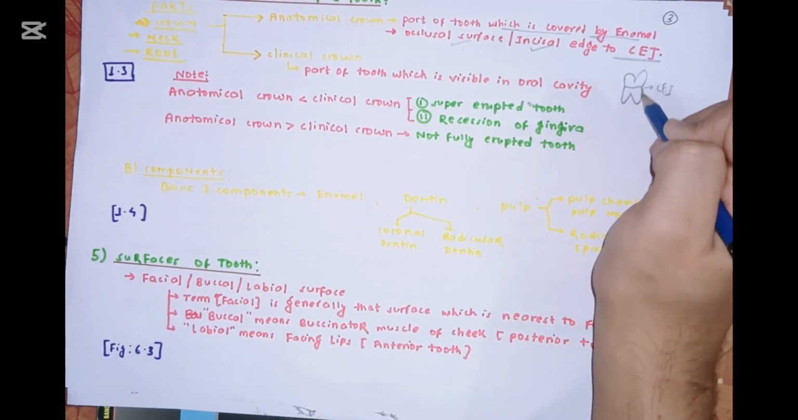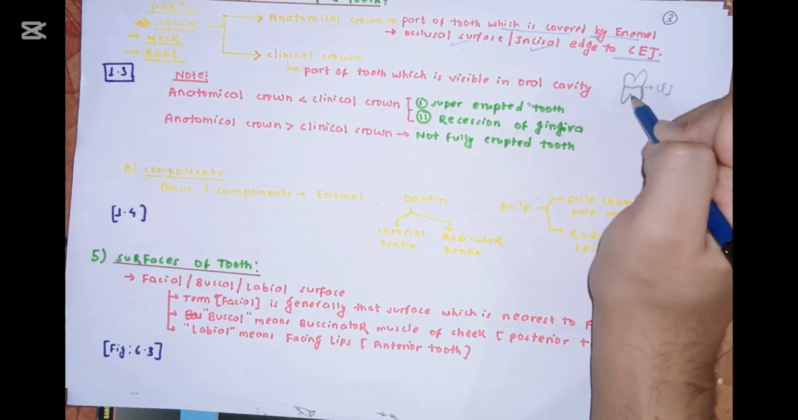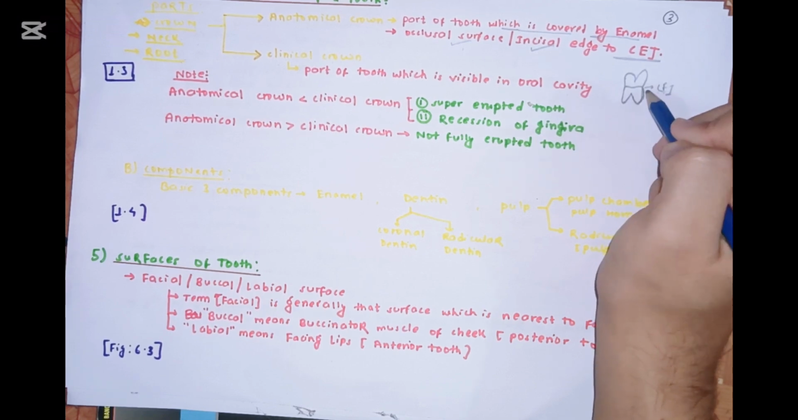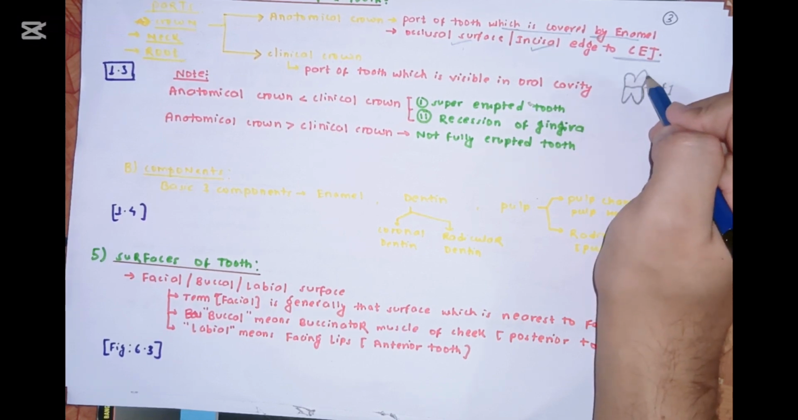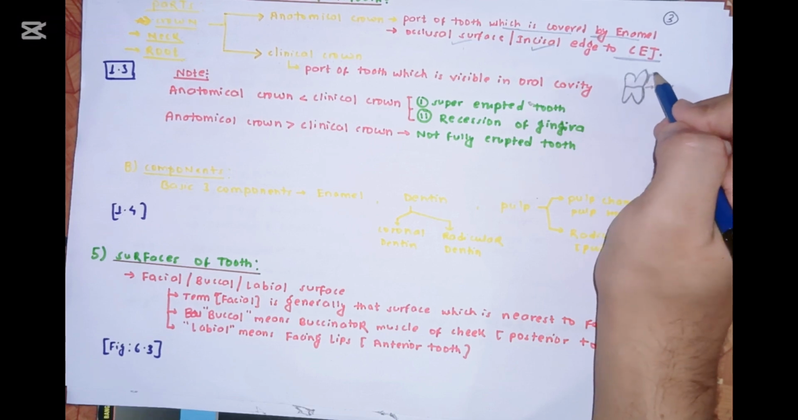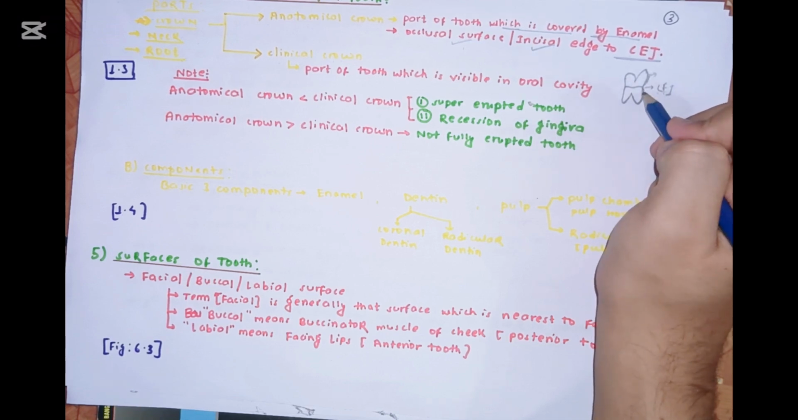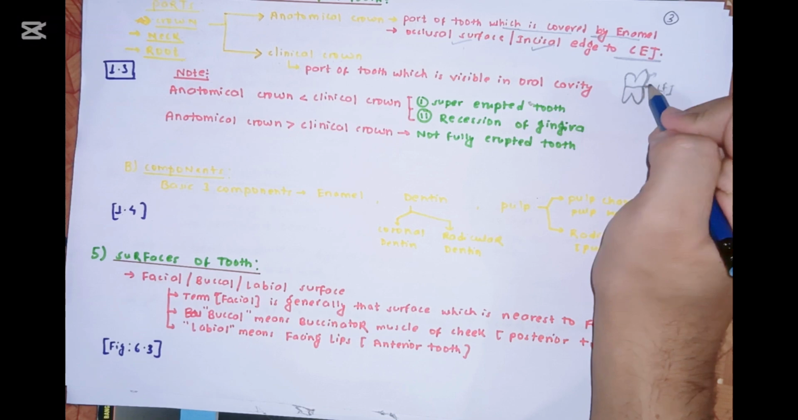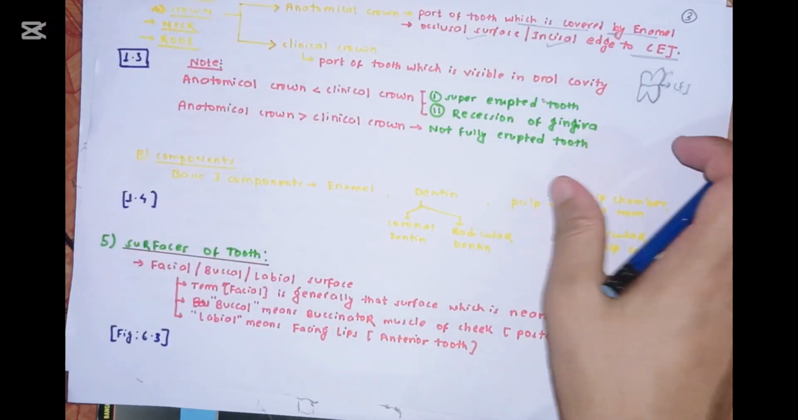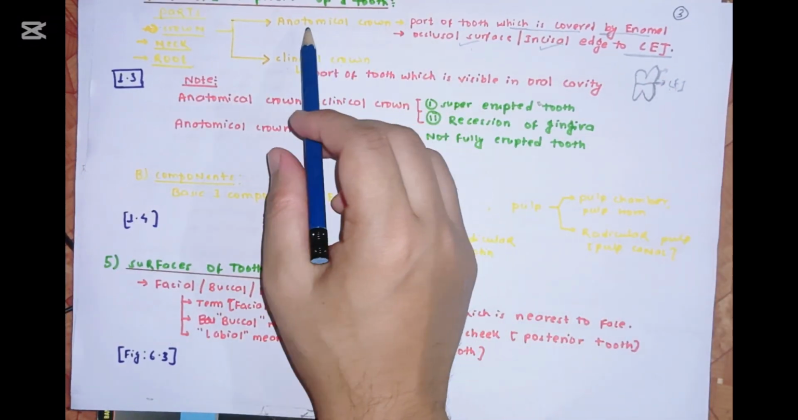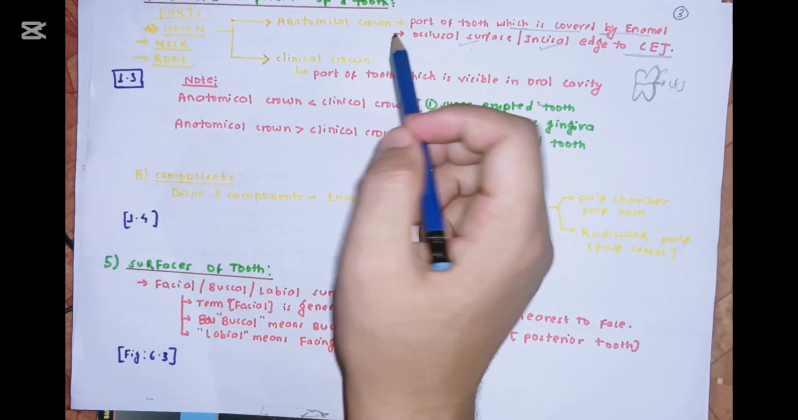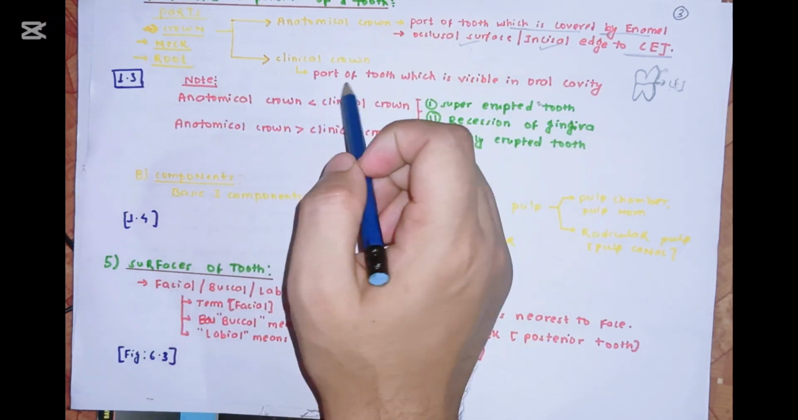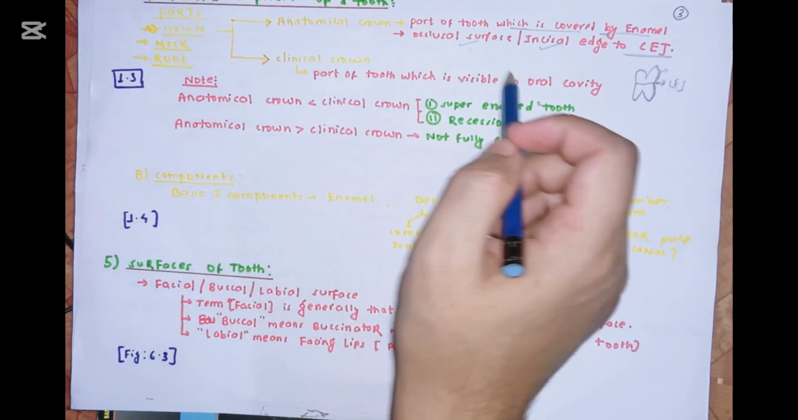As we know, in the outermost portion of the root there is cementum. Similarly, in the outermost portion of the crown there is enamel. So the junction between the enamel and the cementum is called the cemento-enamel junction. It's simple to understand. Similarly, as there is an anatomical crown, there is also an anatomical root. I will discuss that by showing one picture.